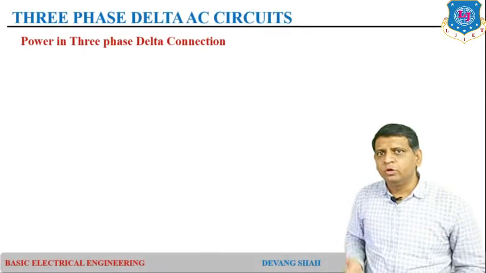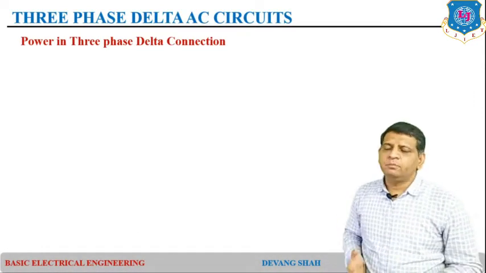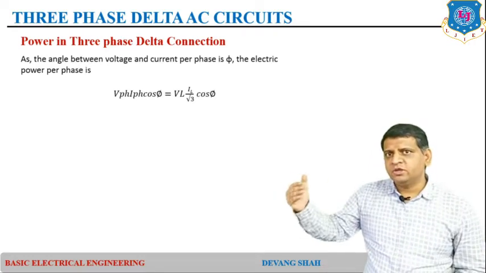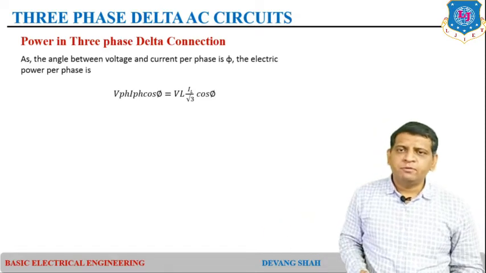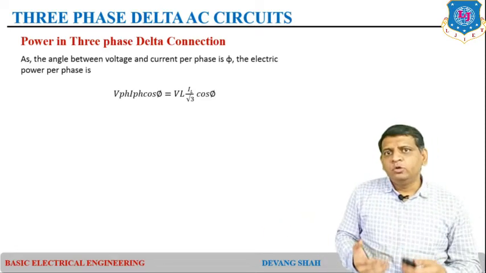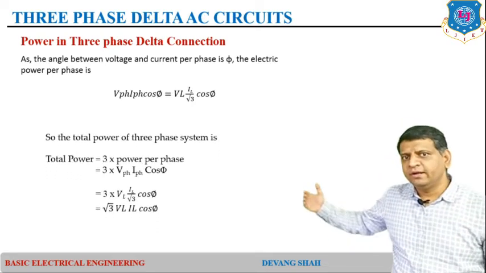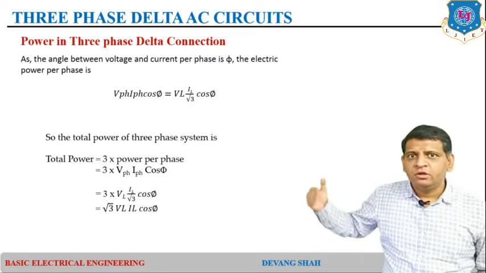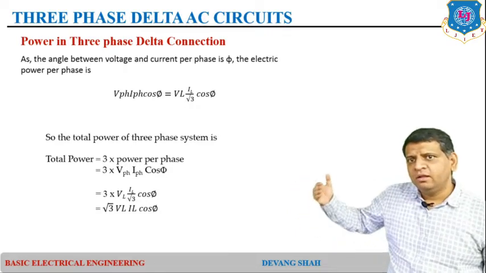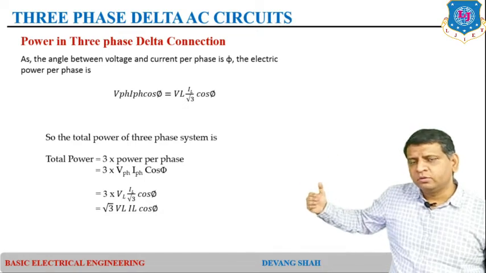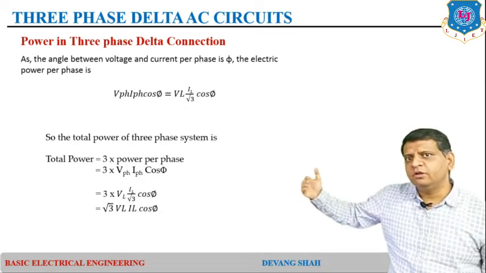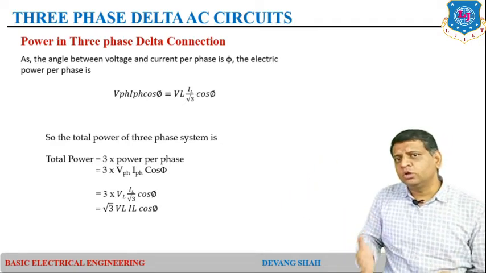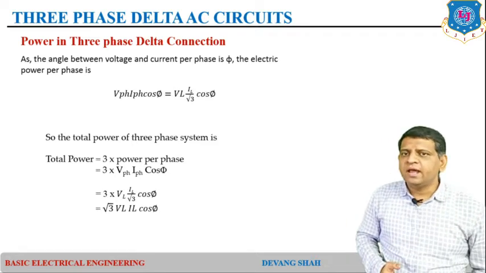Using this in a power calculation, total power is equal to 3 times the power per phase. So VPH into IPH into cos phi is the power per phase, and instead of IPH I am going to write IL by root 3. So the final equation you can see here: the total power P is equal to 3 multiplied by the power per phase, which is 3 into VL into IL divided by root 3 into cos phi, where you have put the value of IPH equal to IL by root 3, right. Now from this you can find the total power P is equal to root 3 times VL IL cos phi, right.